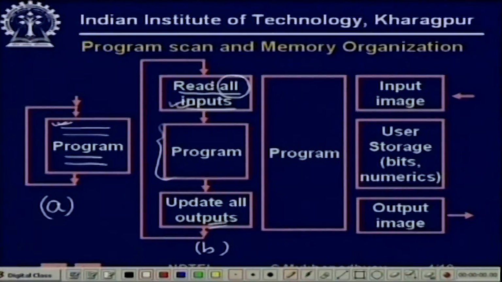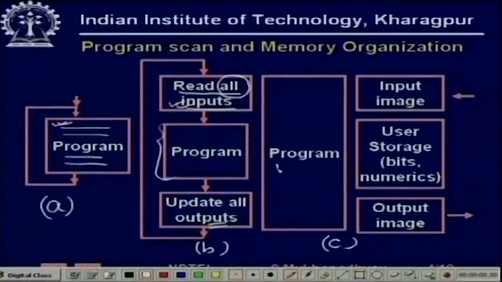And so this shows the kind of memories that are used in the PLC system. So, you have 4 kinds of memories. First, you have what is known as program memory, where the logic program is stored. That is the first one.